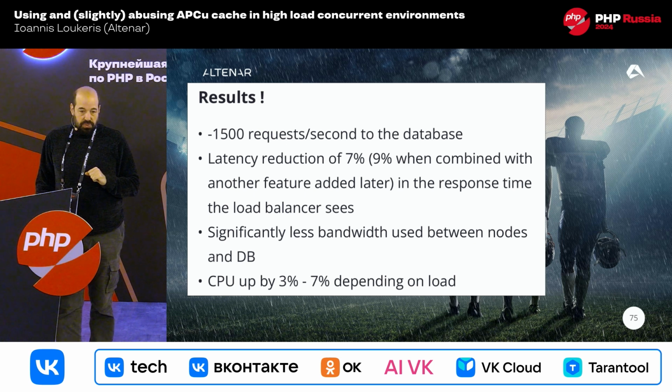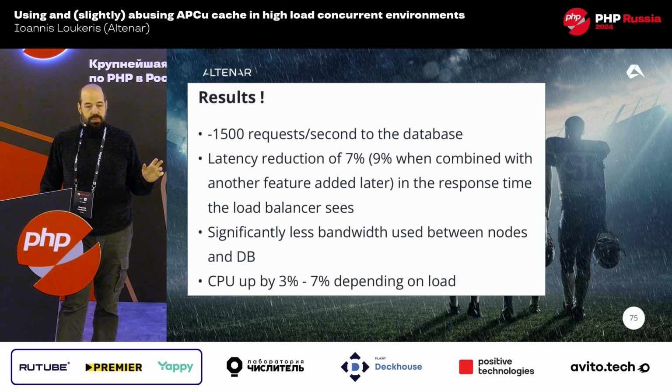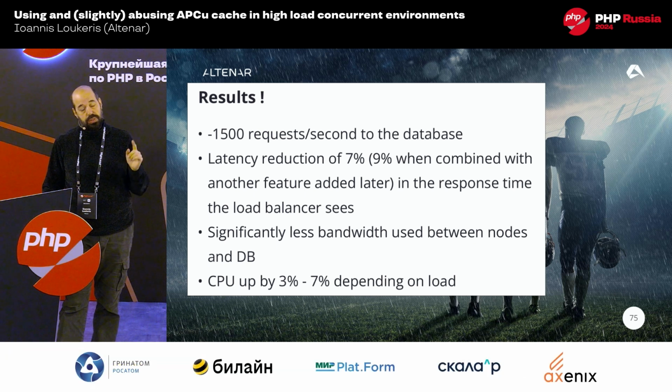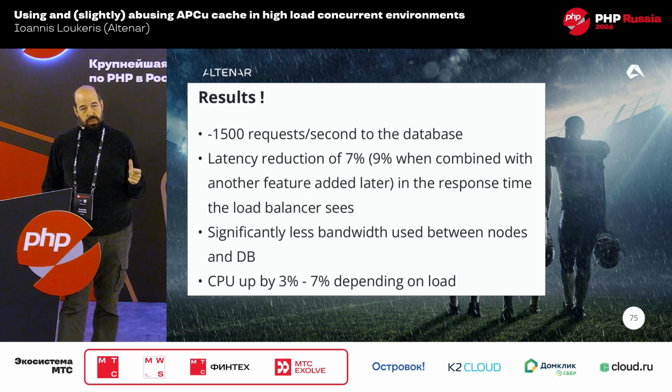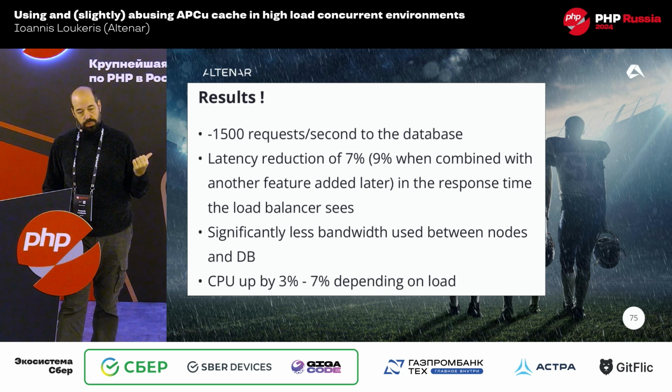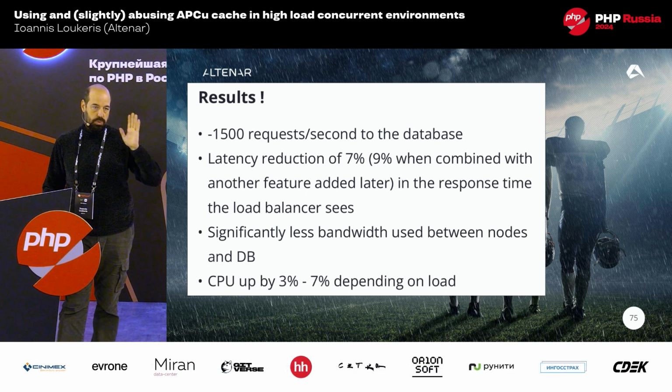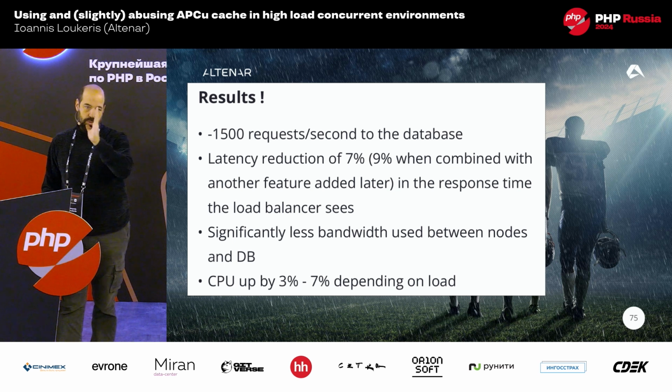So finally, Nicola is calm. Sunshine all over the place. Minus 1,500 requests per second to the database. The latency reduction was in the order of 7%, 9% when we combined this with another set of data put to APCu. And this is the latency you see from the load balancer to the nodes. I'm not talking about the actual users, right? I'm talking about load balancer to pods.